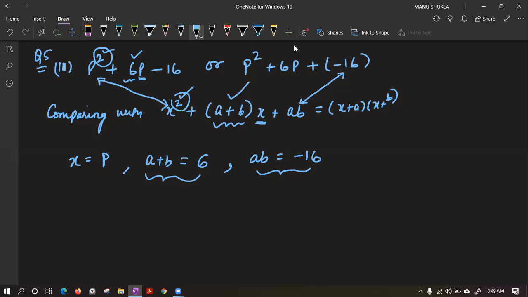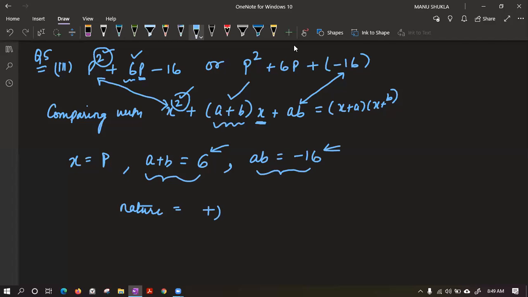Now we have to think first of all the nature. Class, please tell me, what is the nature of numbers? Both positive, both negative, one positive, one negative. Please tell me. Okay, Hiteshri, very good. Because the product is negative and the sum is positive, we can think it is possible only when one is positive and one is negative. Now the question arises, which one is larger?